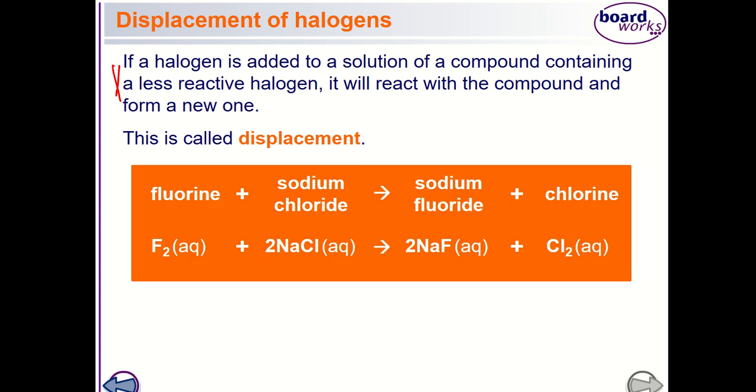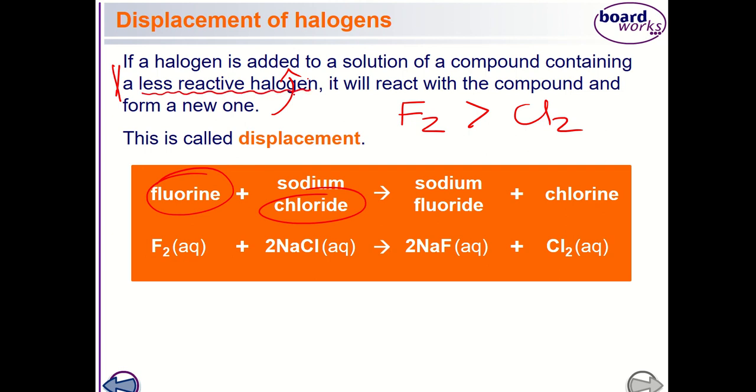So, for example, we already know that the reactivity decreases down the group. So in this particular context, our 2 halogens are fluorine and chlorine, and we know that fluorine is more reactive than chlorine. So if we go up to our displacement rule up here, we will see that the more reactive halogen will displace the less reactive halogen.